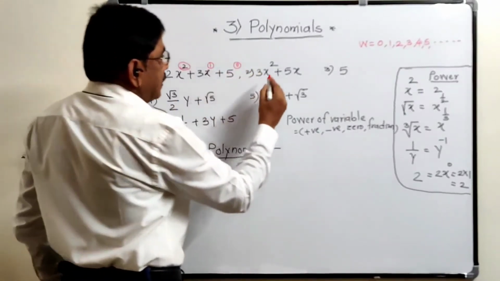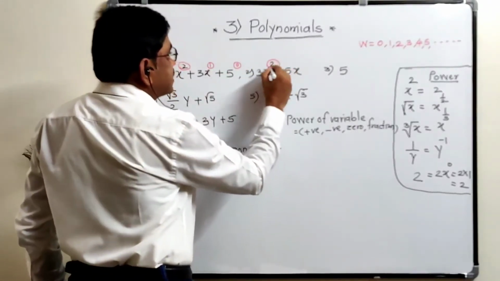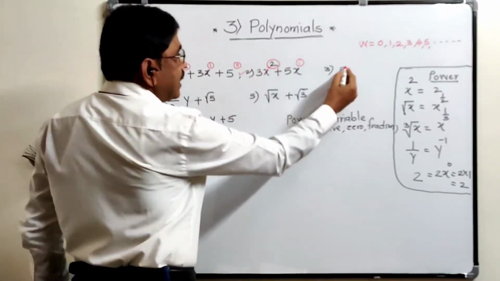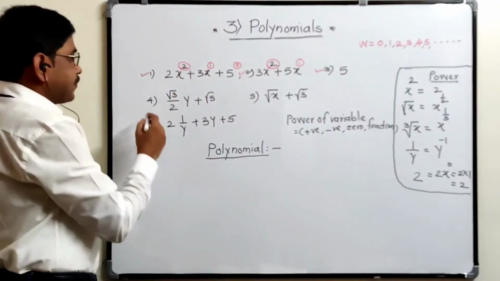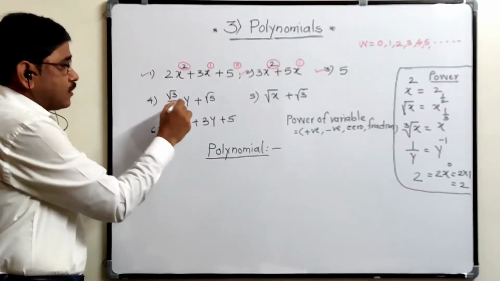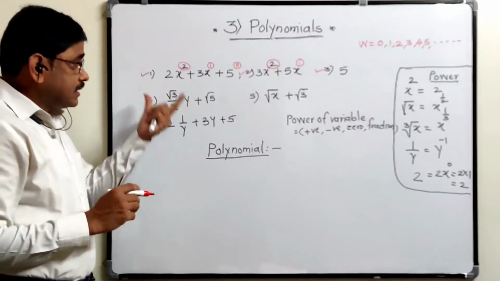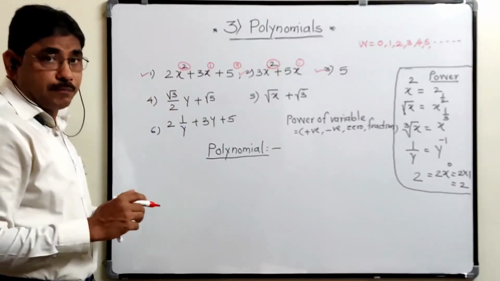In second example, here it is the plus 2, here it is 1, means here again the whole number, here x raised to 0, whole number. Here root 3 by 2 y. Think whether the power is negative or positive.